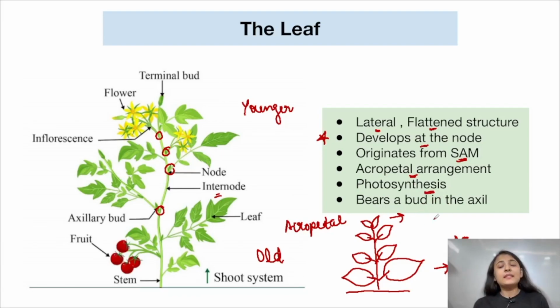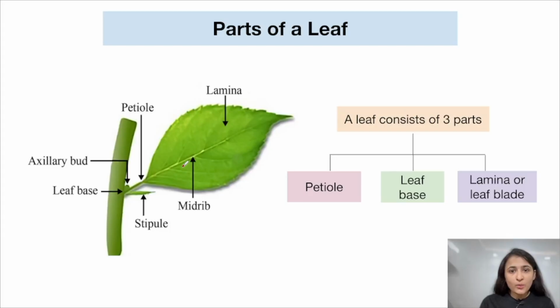Leaves bear a bud in the axil. We also studied this bud when we were studying the stem in the previous lecture. This bud is known as the axillary bud, which is present at the point of attachment of a leaf and a stem. See, this structure right here is known as the axillary bud. It is formed at the upper angle between the leaf and the stem. So each of these leaves bears an axillary bud in its axil. So, these were the general characteristics of the leaf. Now, let us move forward.